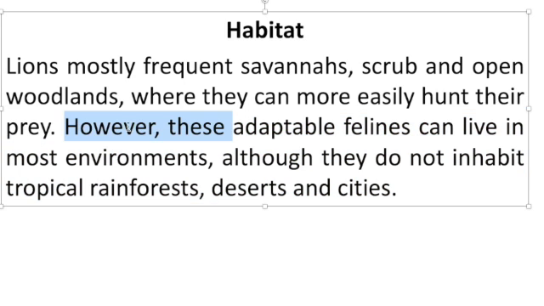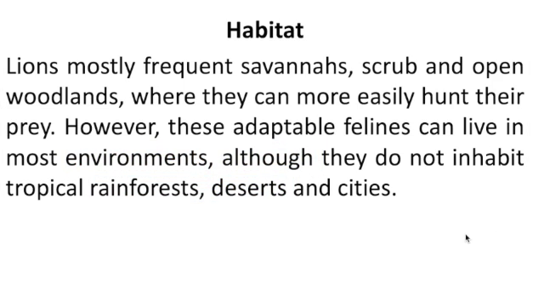Now, look here, this sentence has 3 commas. The first comma is after however. When you start a sentence with however, you have a comma. The next comma is for the subordinate clause, and the last comma is for the list. Habitat. Lions mostly frequent savanna, scrub and open woodlands where they can more easily hunt their prey. However, these adaptable felines can live in most environments, although they do not inhabit tropical rainforests, deserts and cities.